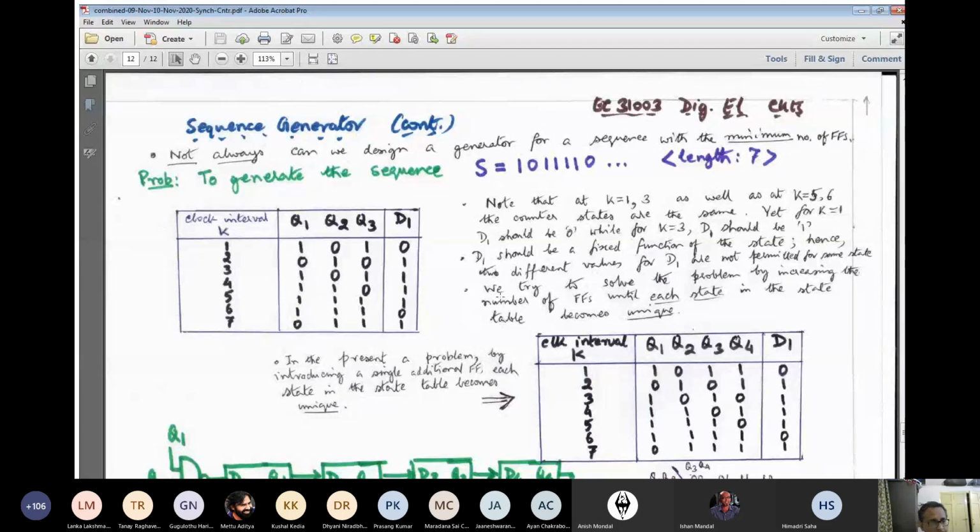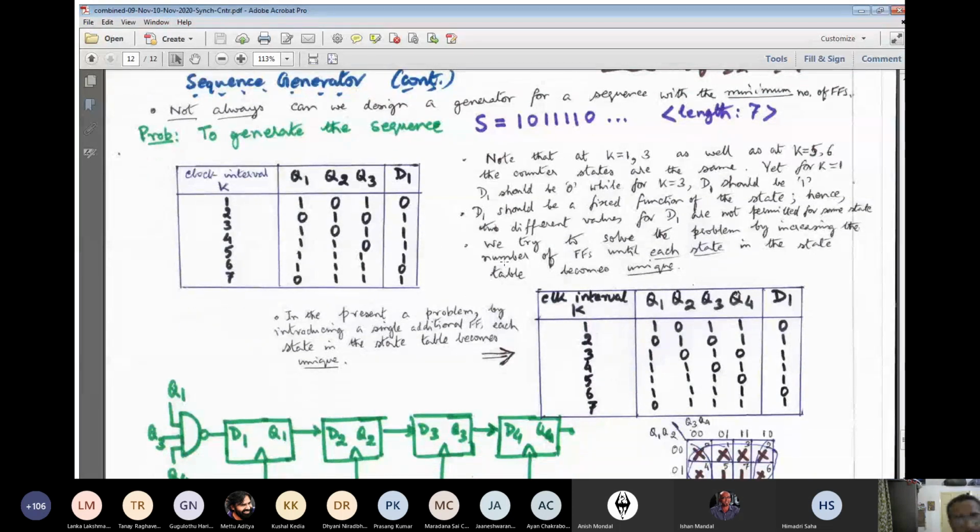Similarly, for k equal to 5 and 6 also, if 111 recurs but with different values of D1 being implied, that is also not possible. So we understand that we are not fortunate enough to develop our circuit using only 3 flip-flops, so we increase the number of flip-flops. We have to try to solve the problem by increasing the number of flip-flops until each state in the state sequence is unique. So go from 3 to 4.